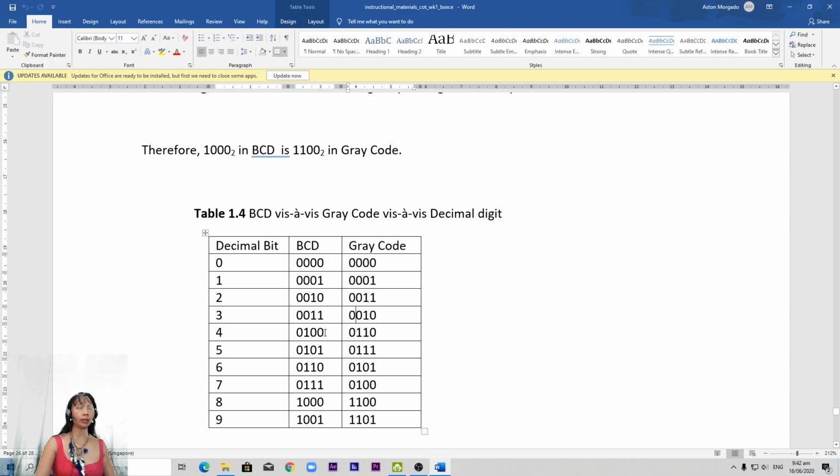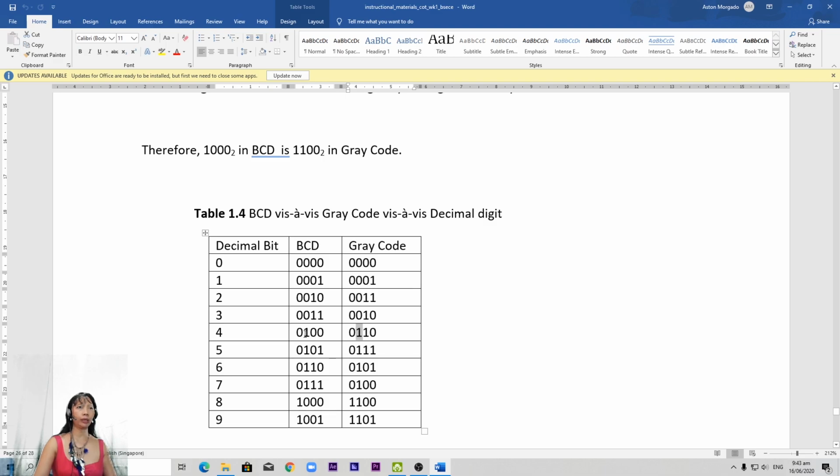Next is 0100. So 0 XOR 0 is 0. Okay, then 0 XOR 1 is 1. Okay, and then 1 XOR 0 is also 1.